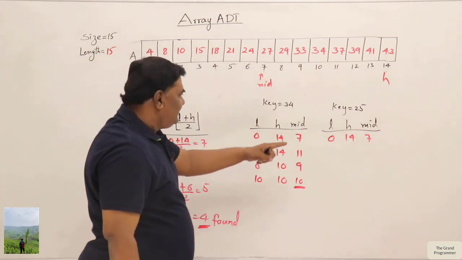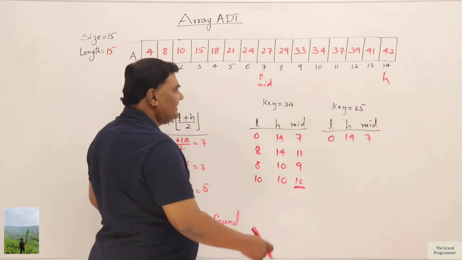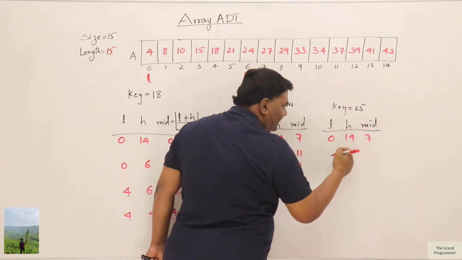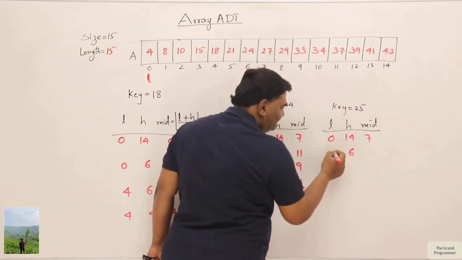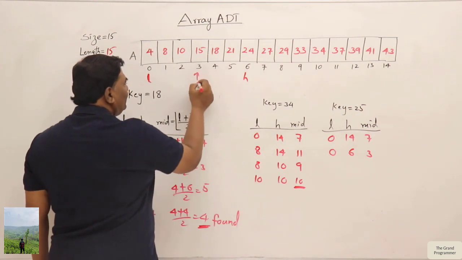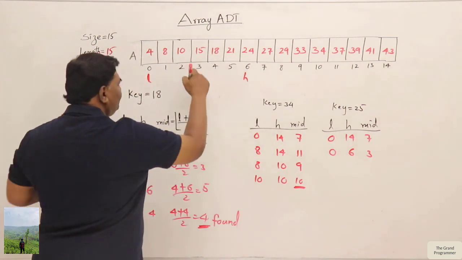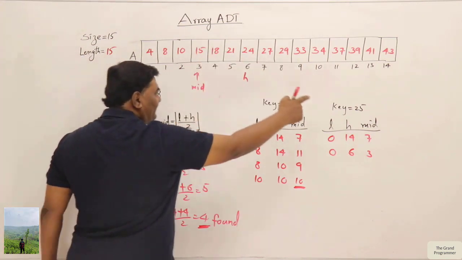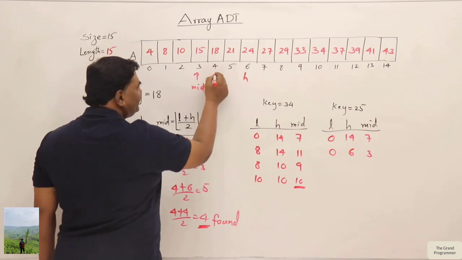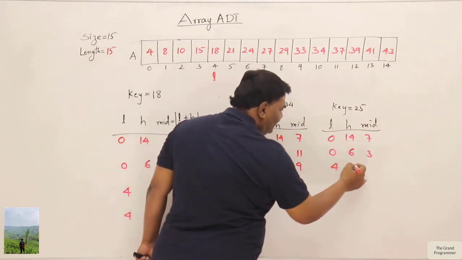Now is it the key? Key is 25, so this is not 25. 25 is smaller, so check on the left hand side. So move high to 6, 7 minus 1, that is 6, and low is 0. Now mid is 3. This is the middle of this list, from low to high. Is it the element that we are looking for? 25. 25 is greater. So check on the right hand side. So this will be the new low, that is mid plus 1. Low becomes 4 and high remains 6.